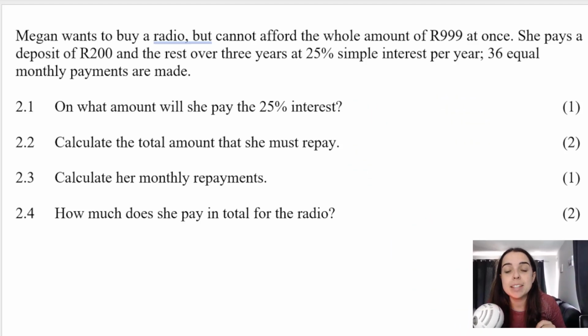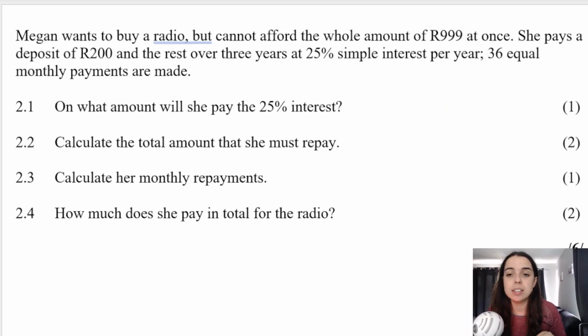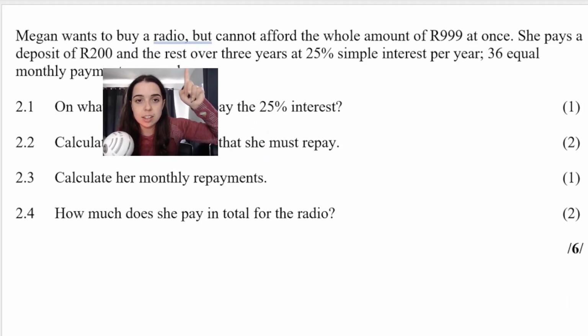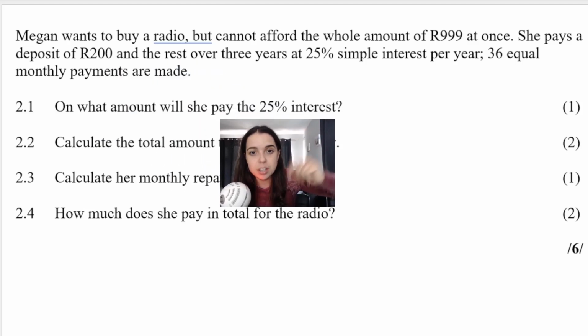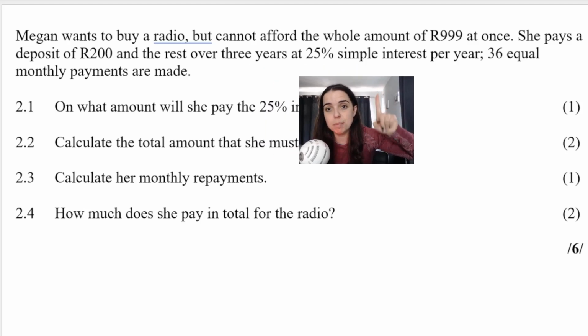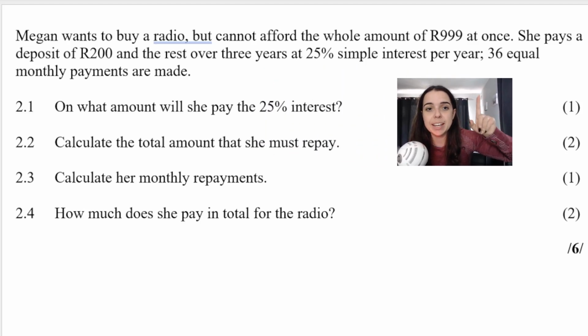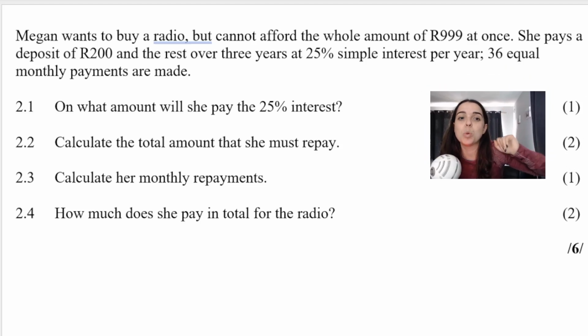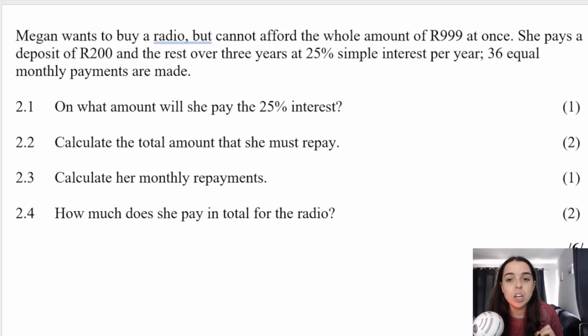So she first pays a deposit. So a deposit is the amount that she immediately has to pay over, and the rest, the balance, the leftover, must be paid over 3 years at 25% simple interest per year. And she makes 36 equal monthly payments. So 2.1, on what amount will she pay the 25% interest?